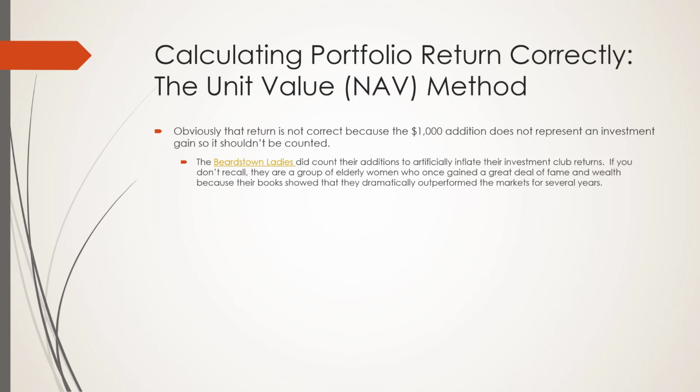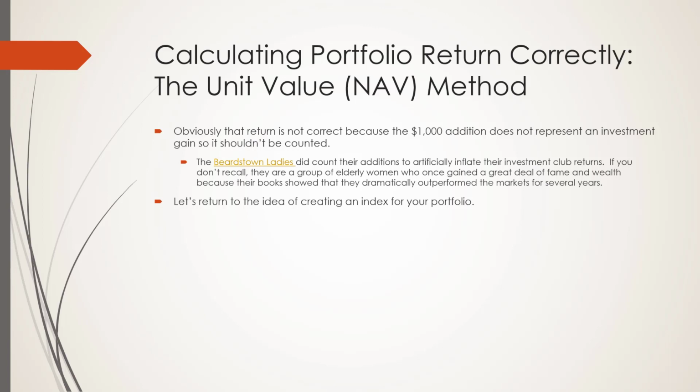Because what happens with an investment club is that the members generally add new money in at each monthly meeting. The Beardstown Ladies were counting that new money as investment returns. So you can't do that.